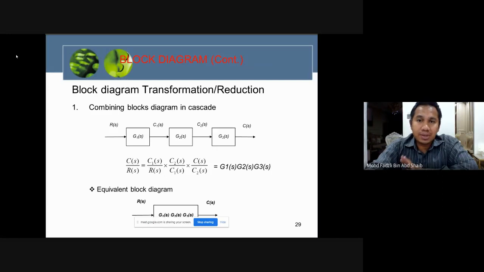Block diagram transfer function transformation or reduction. We have several blocks in cascade. Cascade means they are in series. We have RS, G1S, C1S, continuing into each other. Finally we need to multiply all the G's: G1 times G2 times G3 of S.